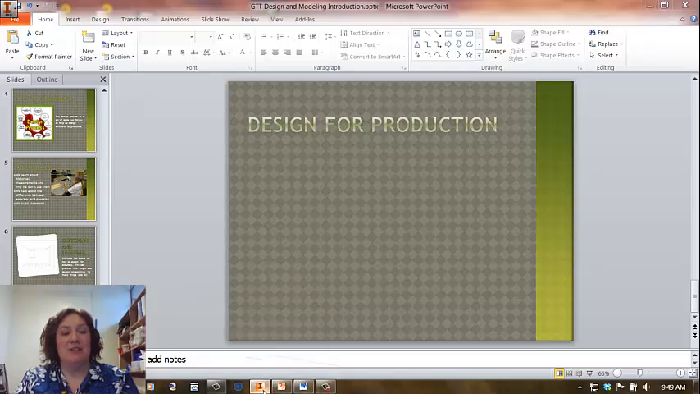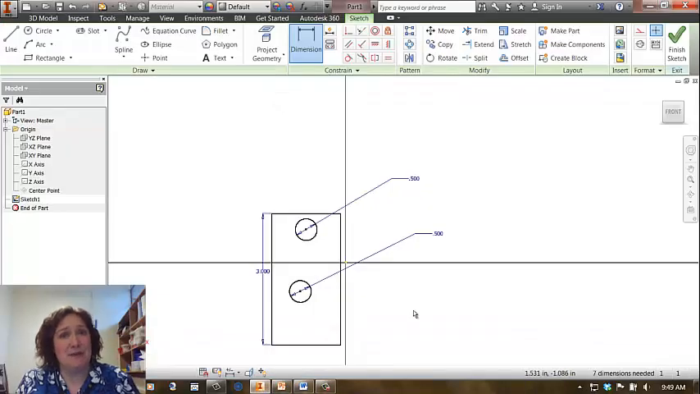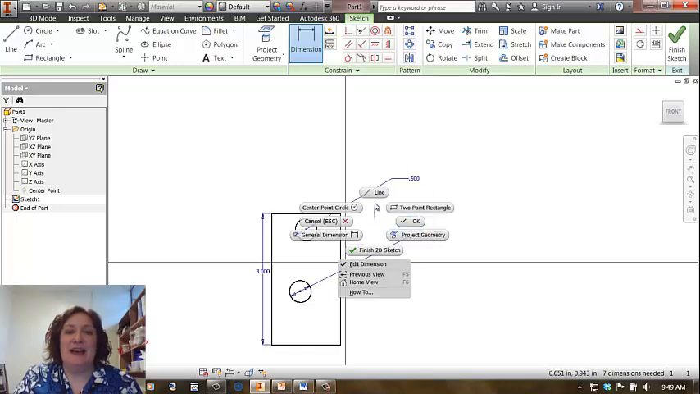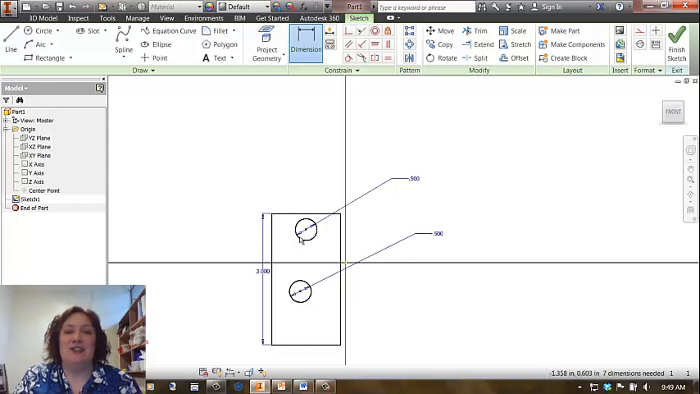We are also going to be talking about design for production, and what we're going to use when we design for production is this program. It's called Autodesk Inventor 2014. There's a new version every year. So I'm just going to very quickly show you how we get to make a little shape.